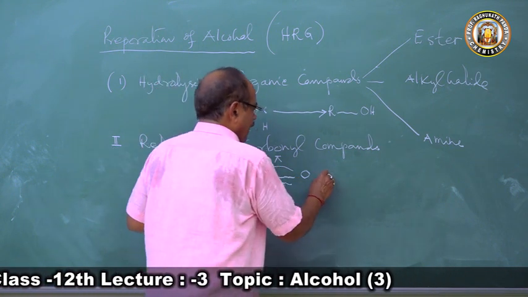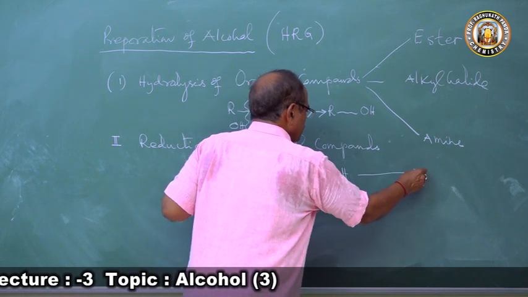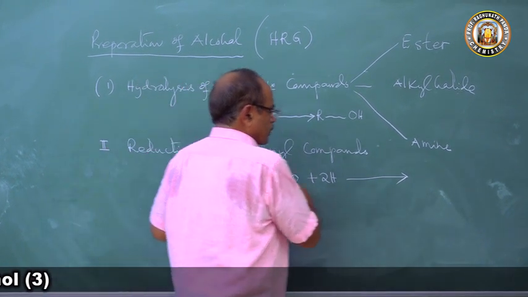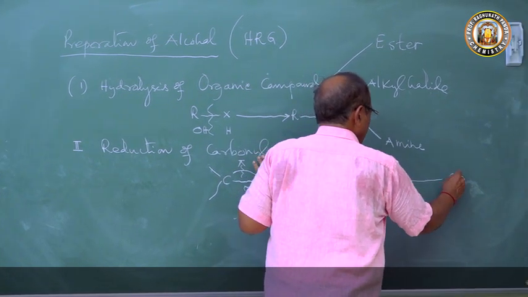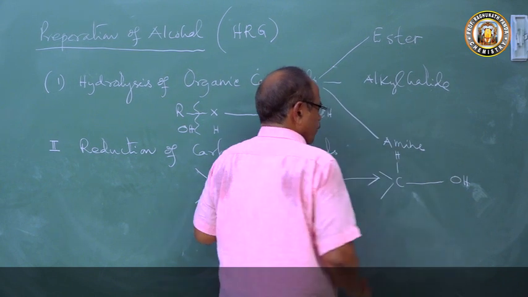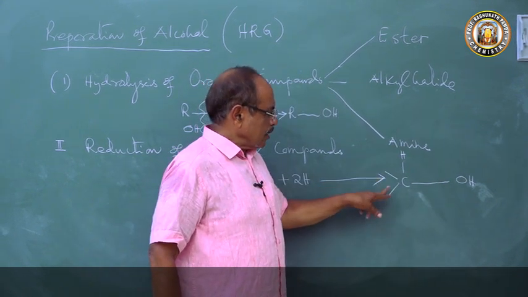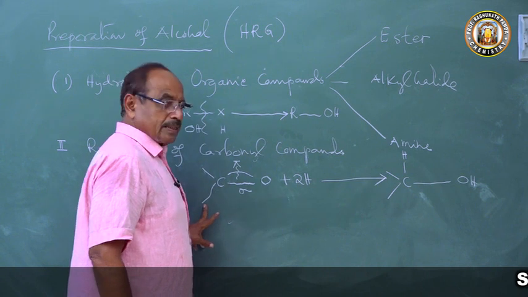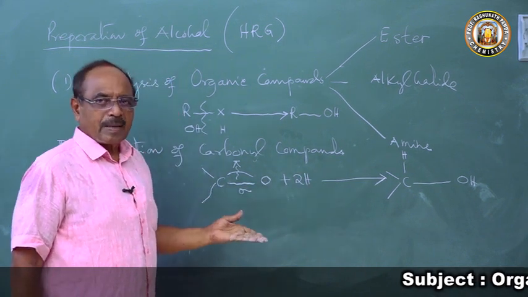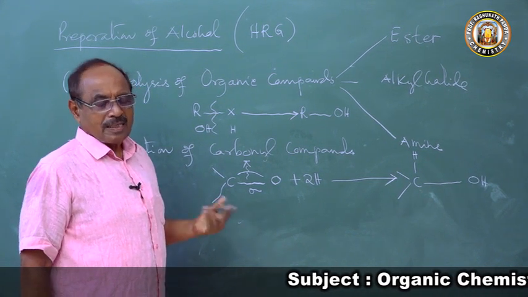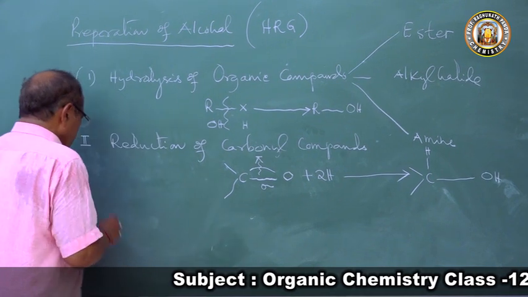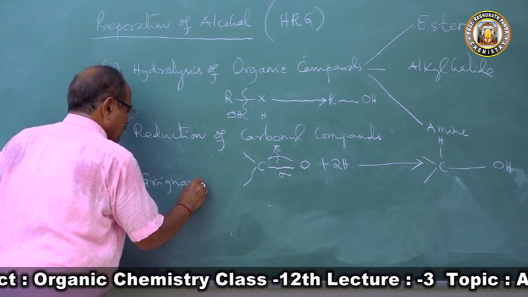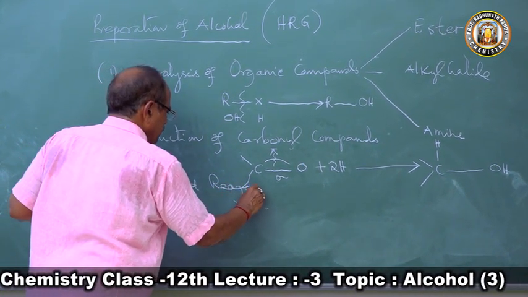So if we can add 2 hydrogen atoms here, by reduction, the pi bond will break, one H will be added to carbon, the other to O. So we get here C, OH and H. If this is R, then RCH2OH, a primary alcohol, that is from an aldehyde. If this is a ketone, RR, we get a secondary alcohol. So both primary alcohol and secondary alcohol can be prepared from the reduction of carbonyl compounds. Then the third method is Grignard reagent synthesis.